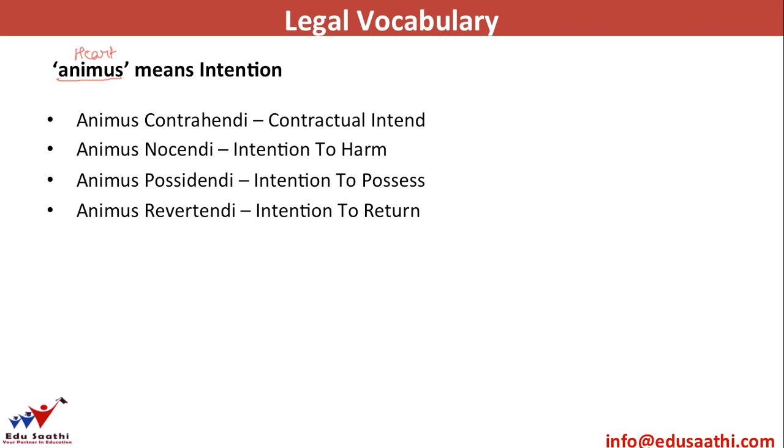Likewise, we have animus revertendi, which is intention to return. Now, in Latin, basically, animus revertendi refers to the intentions of migratory birds which fly to other nations. For example, there's a migratory bird which has traveled from Canada to India, right? Now, it has come over to India with animus revertendi. That is, after the season is over, it will return back to its original place.